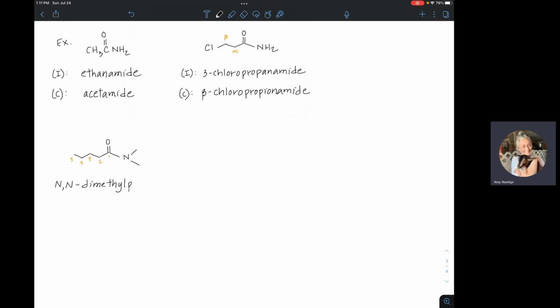So this would be, instead of pentanoic acid, it's pentanamide or pentanamide. You could also say N,N-dimethyl valeramide if you want to use common nomenclature. What about this? So we could have 1 R group on the nitrogen instead of 2.